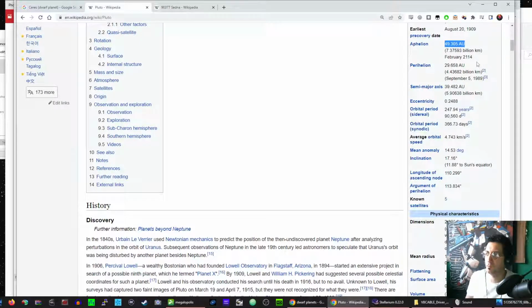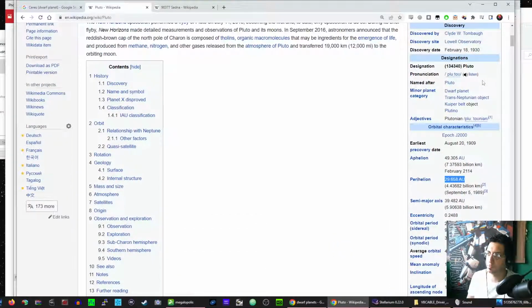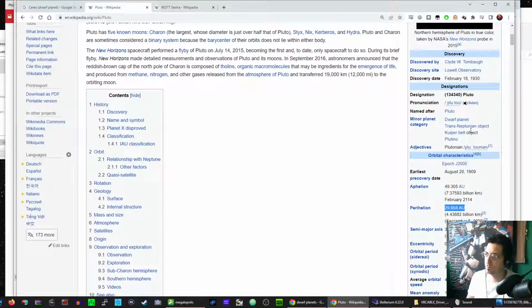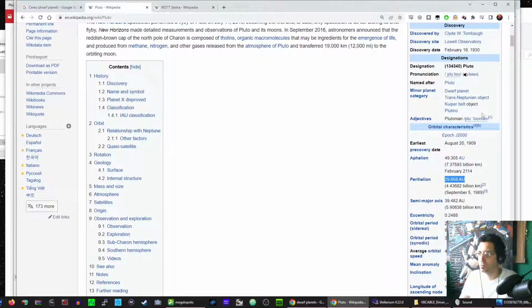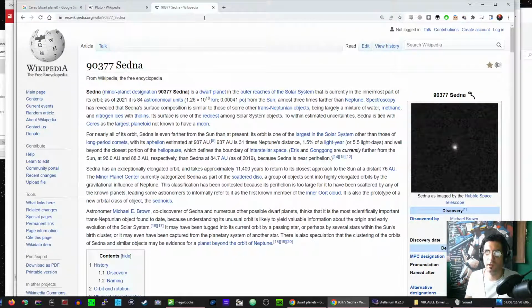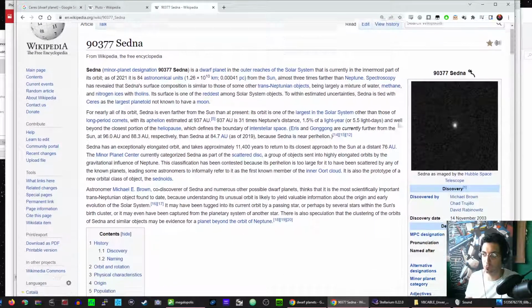So, okay, we got our 49 to 29 astronomical unit distance. That's about 7 to 4 billion kilometers. I don't know what that is in freedom units. That's Pluto, and its orbital period, 247 years. It's one revolution around the sun.